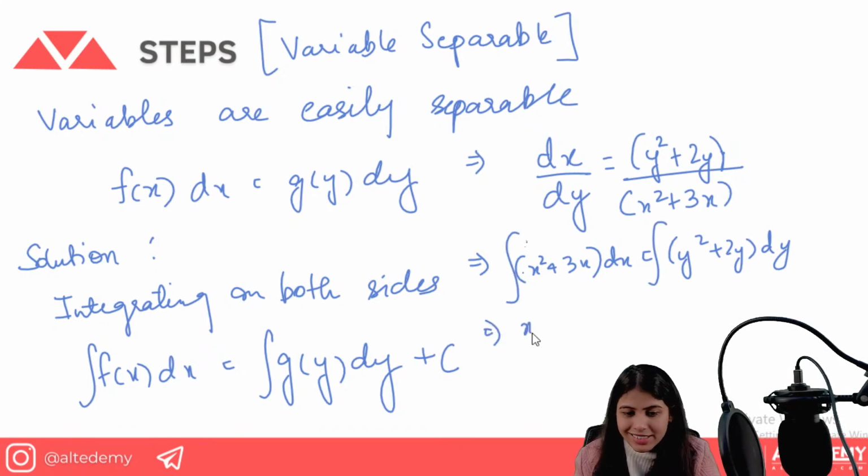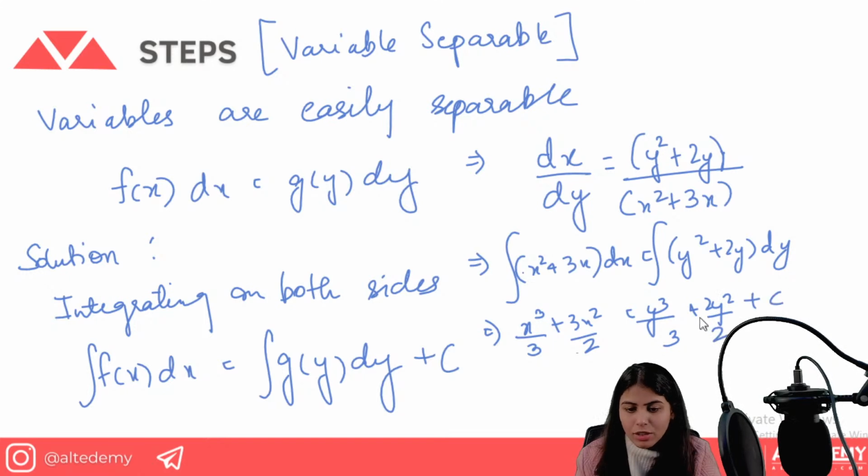Integration of x cube by 3 plus 3x square by 2 is equal to y cube by 3 plus 2y square by 2 plus c. Okay, so this is the answer. This is the equation we got. This was the differential equation which we had, and this was the equation which we wanted to have. So this is how you solve the variable separation method.